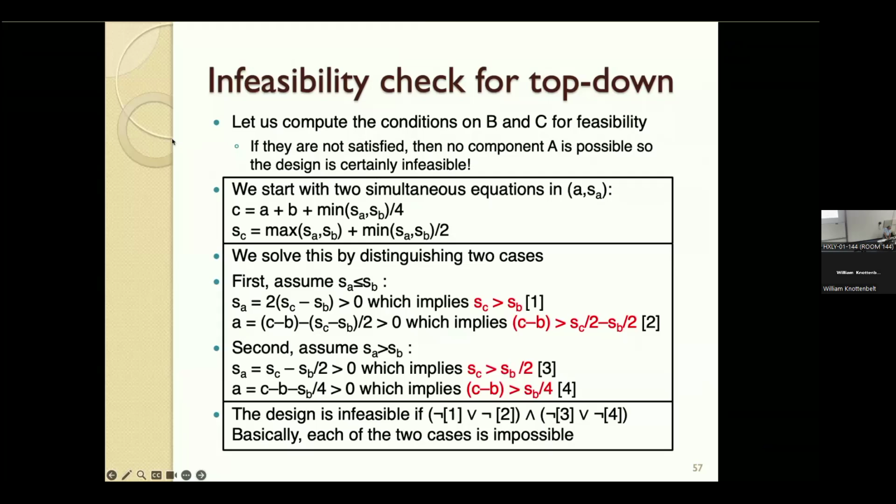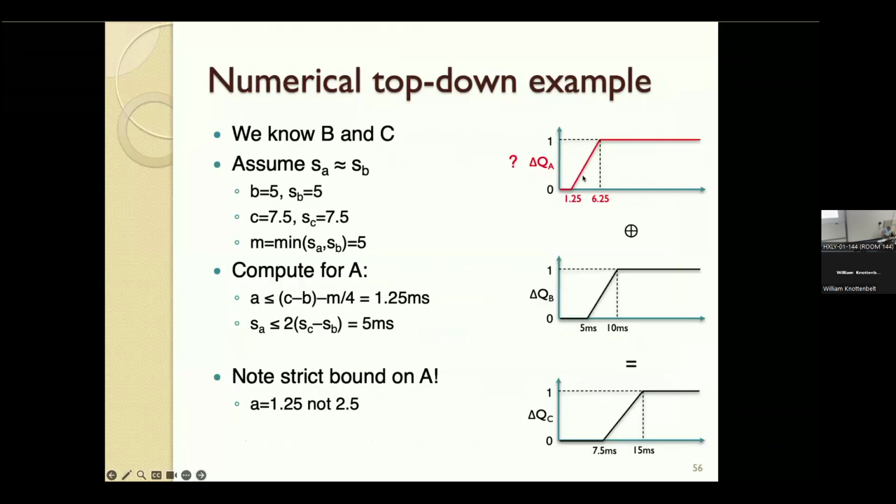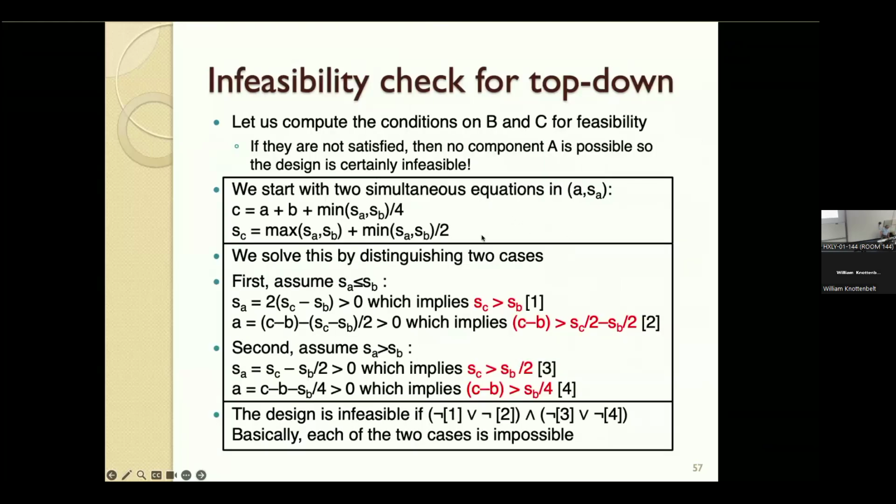Now we can do an infeasibility check. We can see that A is still possible in this case, but if B and C had been a little bit closer, it may have been impossible. And that's something we can know without actually building the system. So we can compute the conditions on B and C, and if these conditions hold, no component A is possible. We'll compute this using our approximation for uniform distribution. So C is A plus B plus a little bit more, and the spread is the maximum plus the minimum divided by 2.